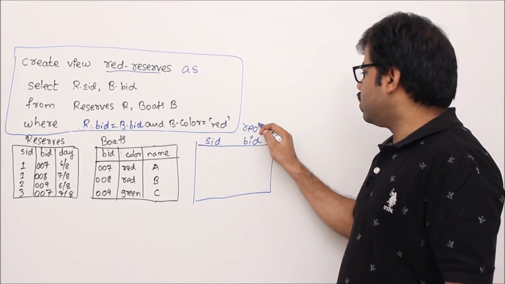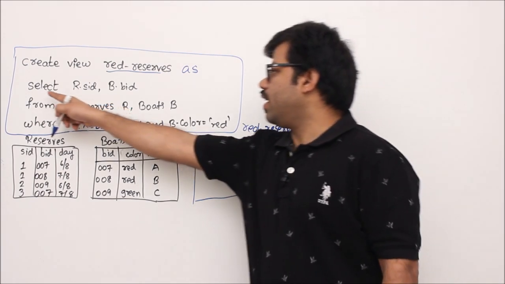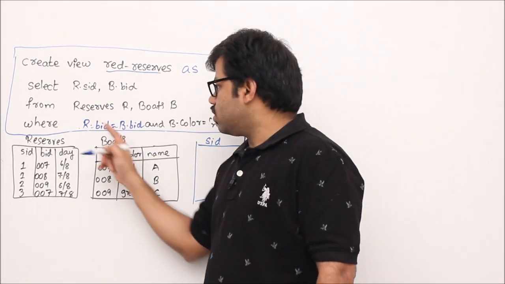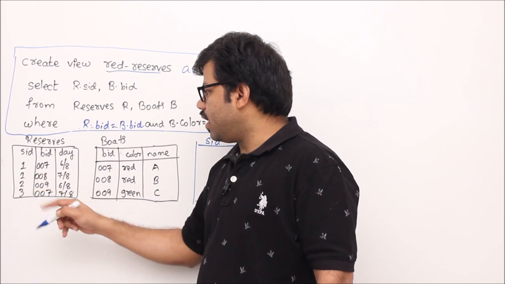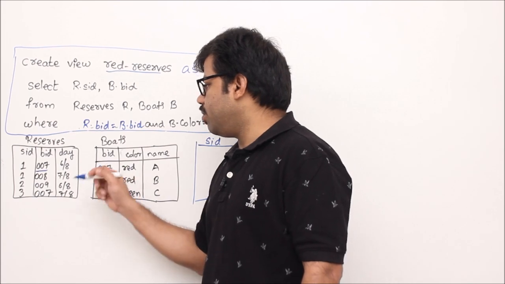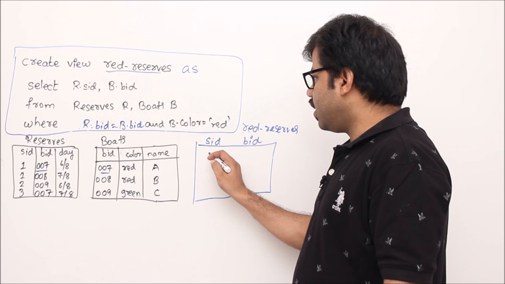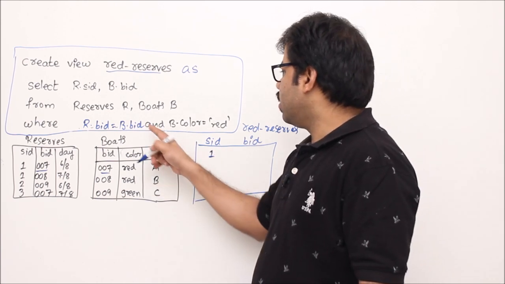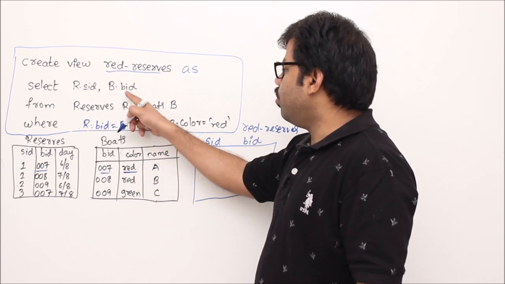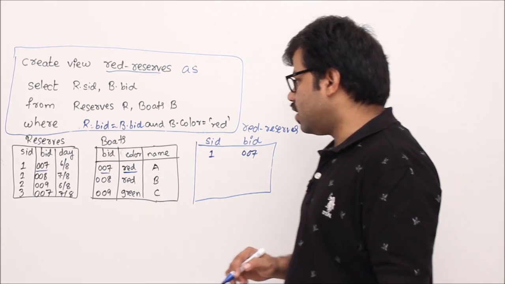RedReserves contains two columns, because your query contains two columns, SID and BID, from Reserves and Boats. Where r.bid equals b.bid, see, r.bid 007 equals 007. That's why this tuple will be taken. From that, r.sid is 1, and b.color is red. Yes, b.color is red, so b.bid 007 satisfies this condition.